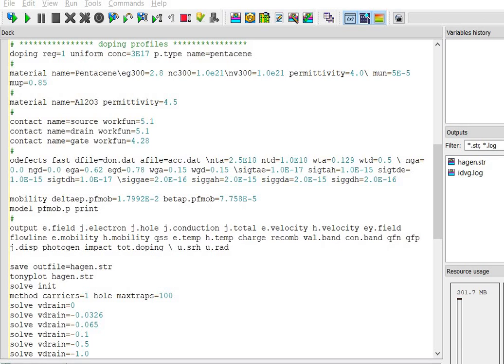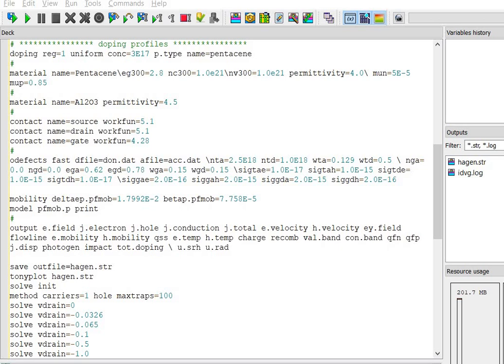in which we have defined the doping at the region number 1 is uniform with the concentration of 3 into 10 raised to power 17, p-type material, and the material name is pentacene. Next, I have defined the material pentacene with their different parameters: energy band gap, density of the electron, and the density of the hole, permittivity, mobility of the electron, and the mobility of the hole.